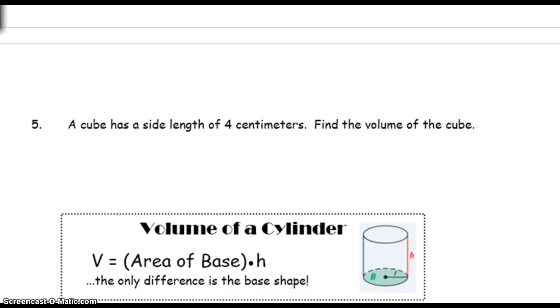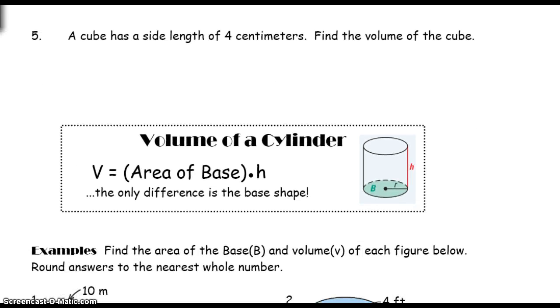What could be next? Oh, some words here for you. A cube has a side length of 4 centimeters. Find the volume of the cube. Well, let's think about a cube. A cube has all the same proportions. Now, my drawings are not usually the best, but I do the best I can. So you just do the best you can. So something like that looks like the cube.